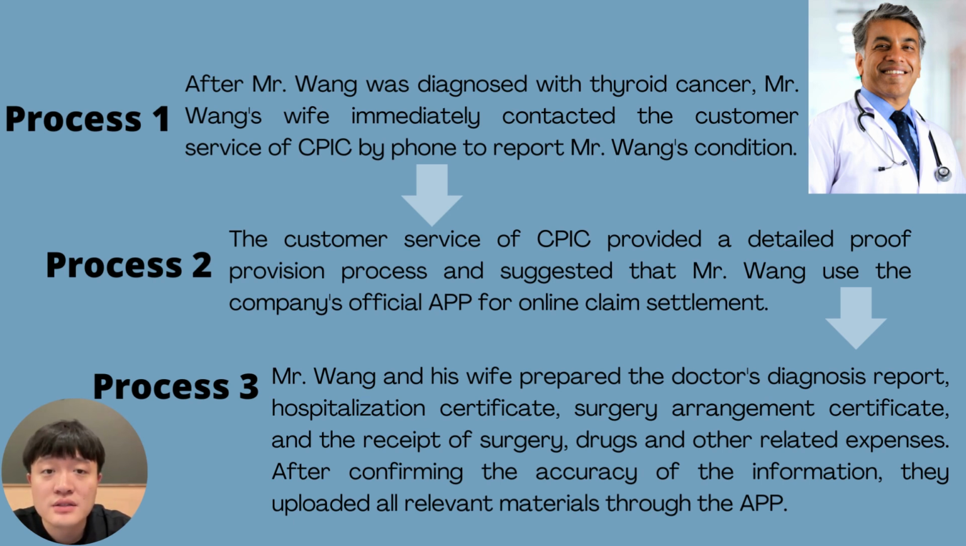The first step of the insurance claim process is notification. After Mr. Wang was diagnosed with cervical cancer, Mr. Wang's wife immediately contacted the customer service of CPIC by phone to report Mr. Wang's condition. The second step is that the customer service of CPIC provided a detailed proof provision process and suggested Mr. Wang to use the customer's official application for online claim settlement.